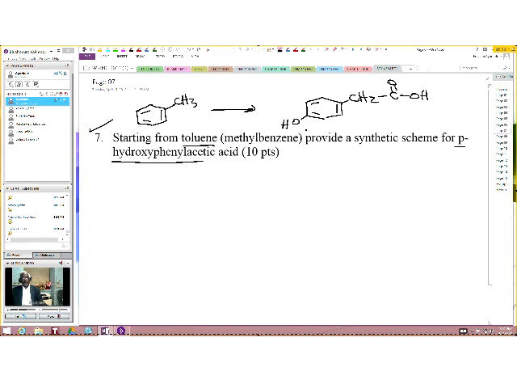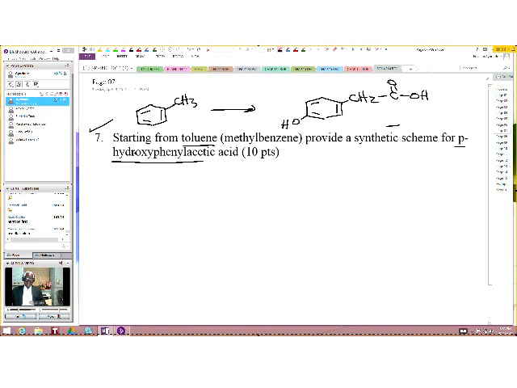So what do you want to do here? What is your strategic plan for making this particular molecule from toluene to this here? Anybody has an idea? What do we do first? Okay, nitration. Very good. I think I know where you want to go here. Nitration. Then use diazonium ion.